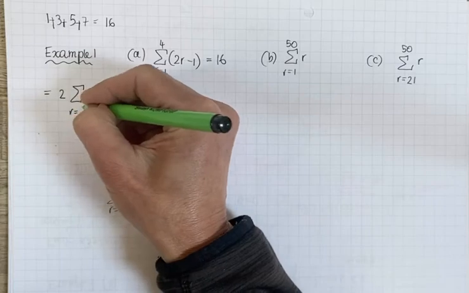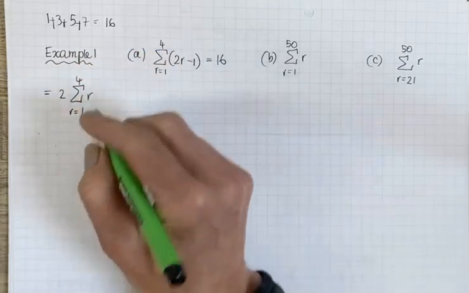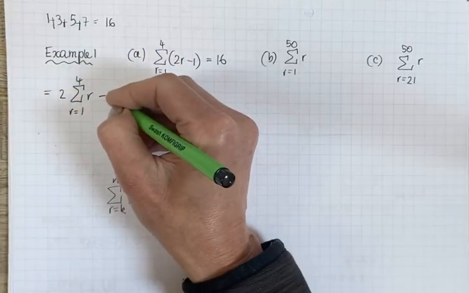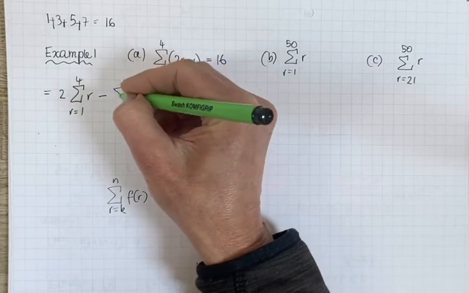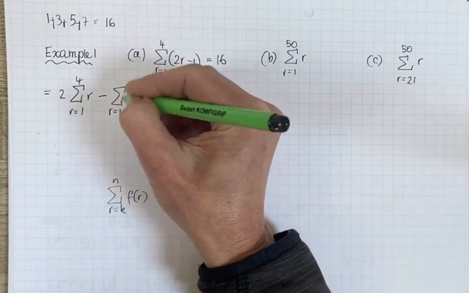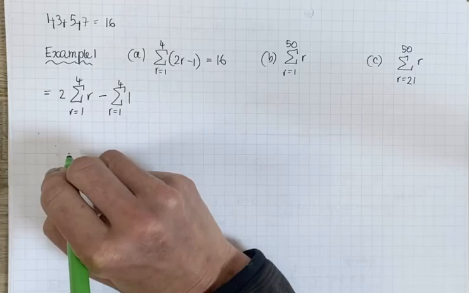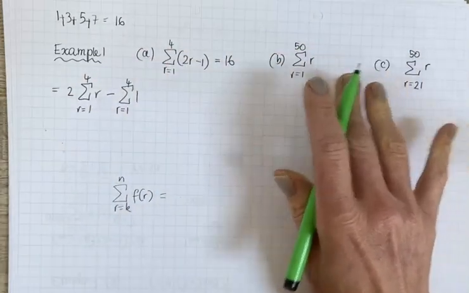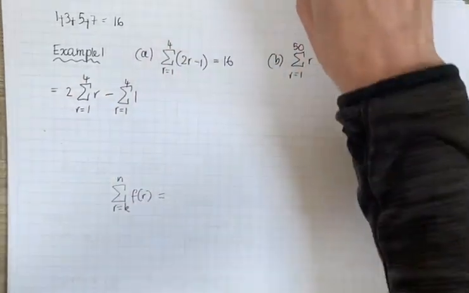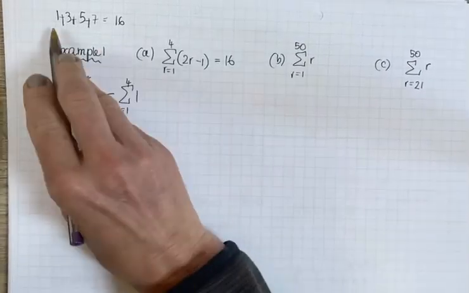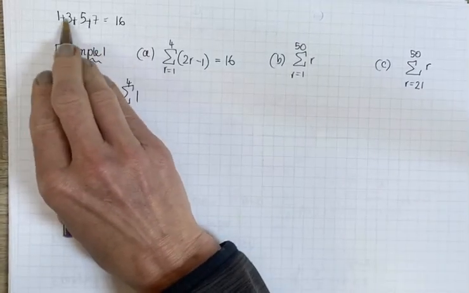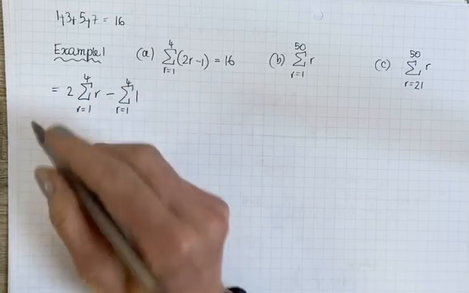Now we'll mention that result in a minute in the next example. And then minus 4 lots of 1s. Let me show you why this is so. Okay, so when I do work these out, I did them quickly in my head, but let's do it slowly.